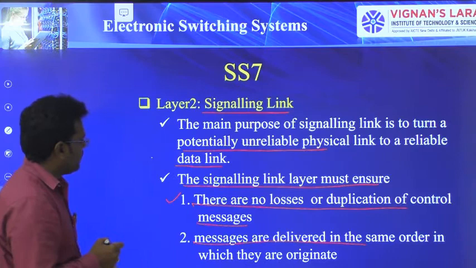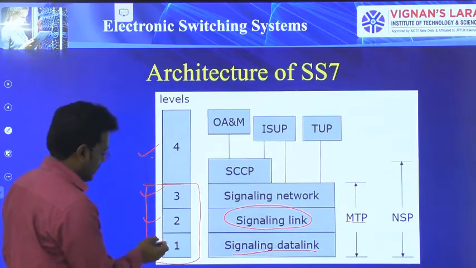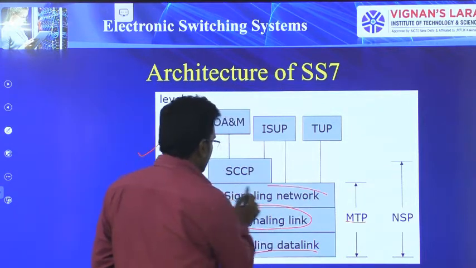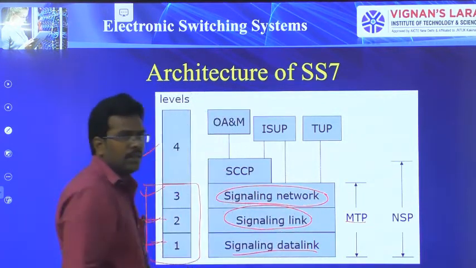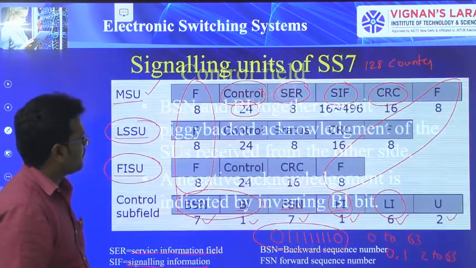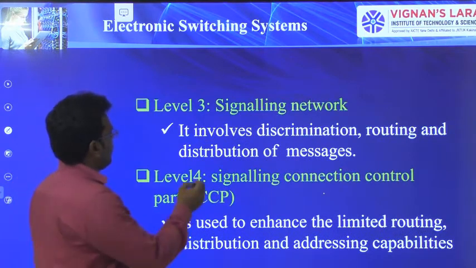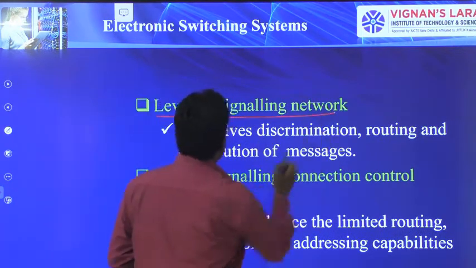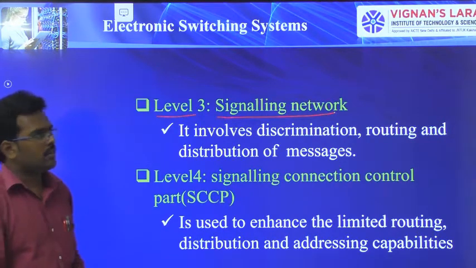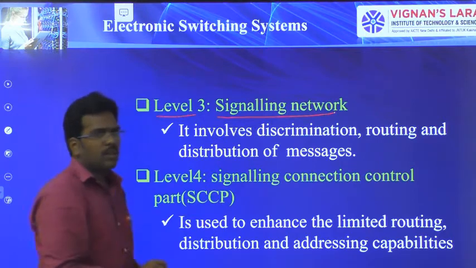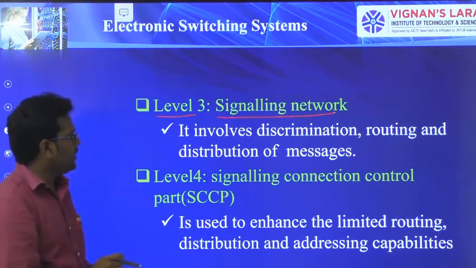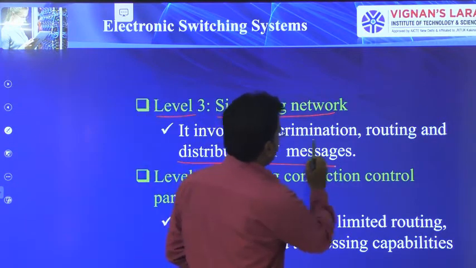So far we covered the 2 levels, 1 and 2. And what is the third one? Signaling network, which is used for routing and distribution. This level 3 is called the signaling network layer. It is involved in discrimination, routing and distribution of messages.